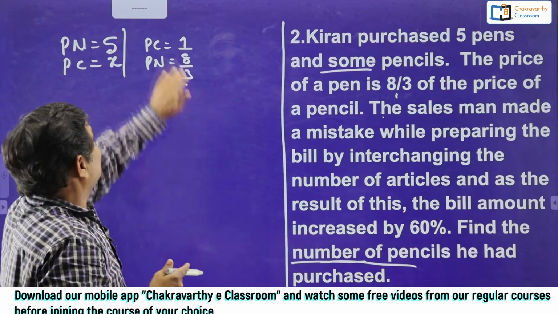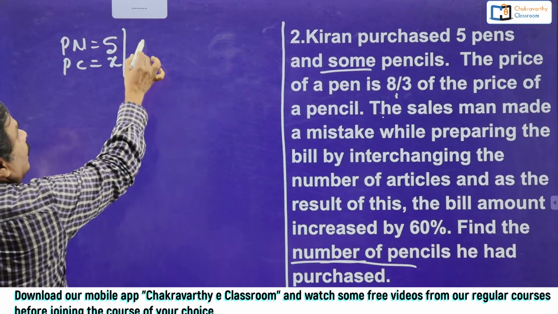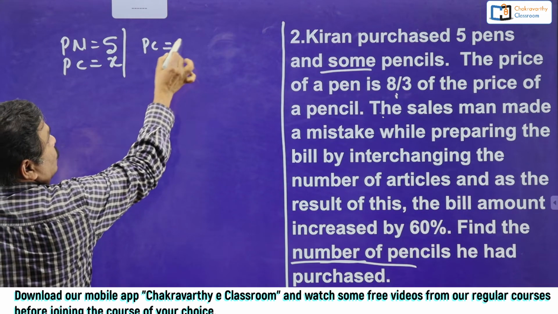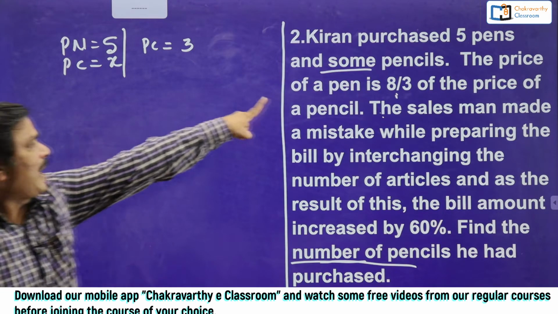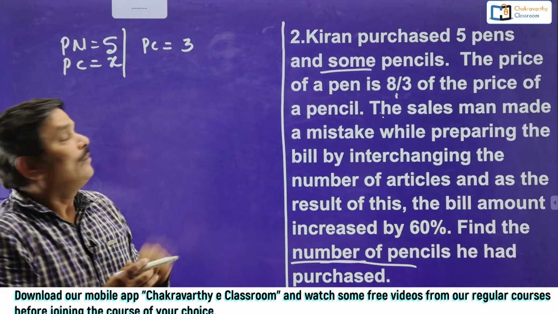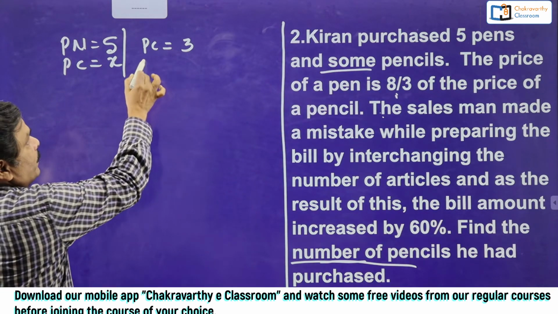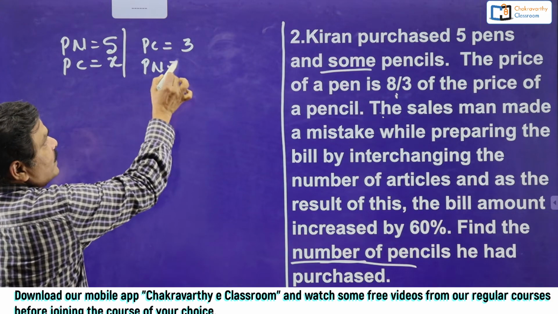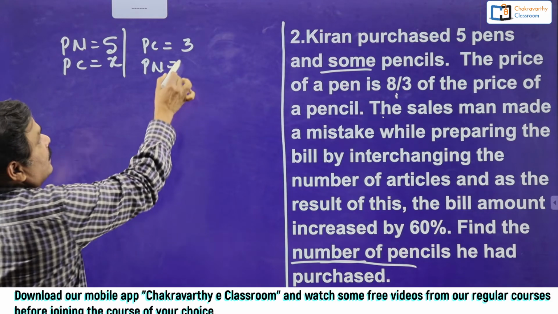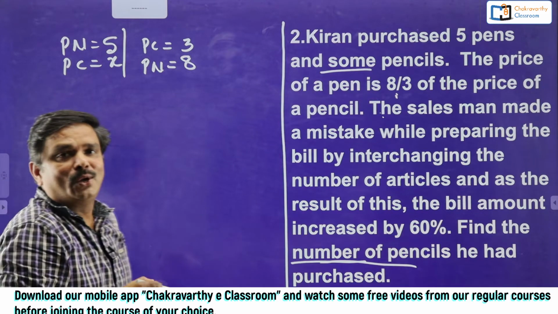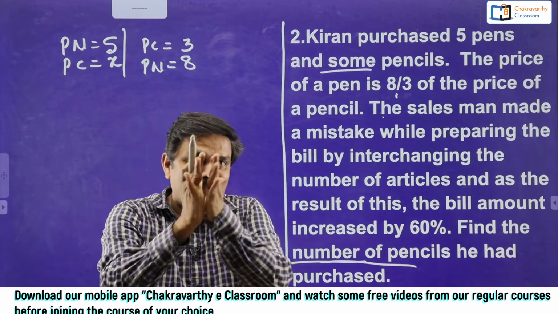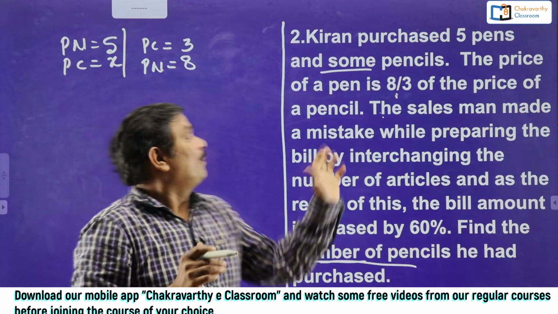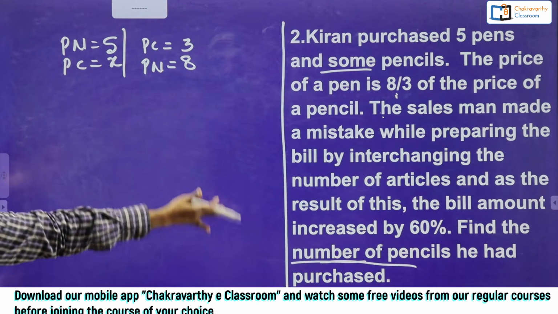Simple students, in that case you can take it this way. The cost of one pencil you must take as 3 rupees. Why is that so? Because to avoid the fraction. When the cost of one pencil is 3 rupees, the cost of one pen is obviously 3 into 8/3, the pen's cost is 8 rupees. In our basic classes, we have worked out many examples while avoiding fractions. Okay, right.